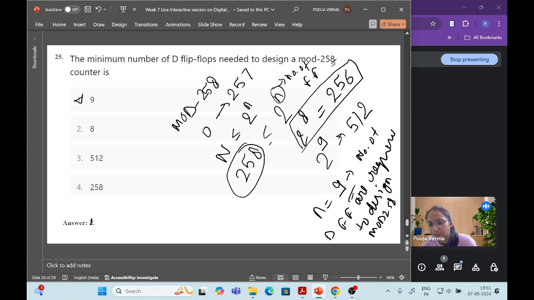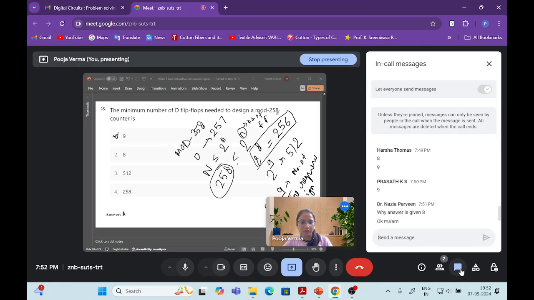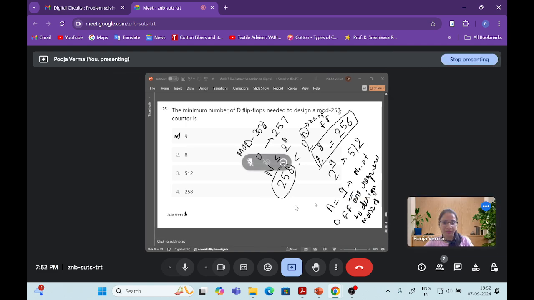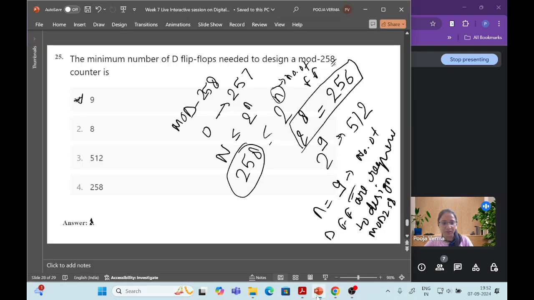Okay, so option 1 is the correct answer. Oh, in the option it is given as 2. Sorry, but here it will be 1. It is wrong here, I forgot, I can change it. Option 1 is the correct answer for this question.